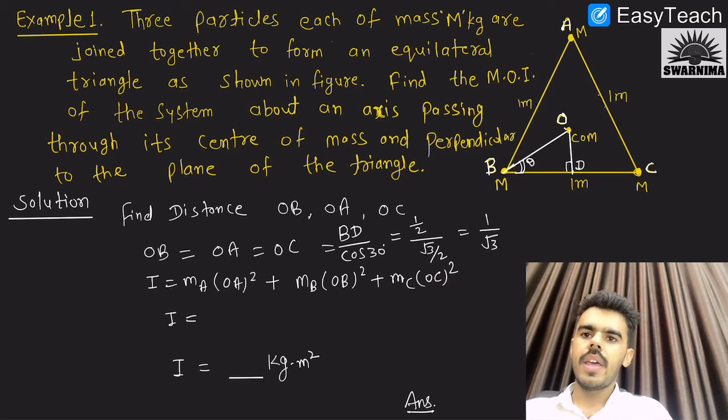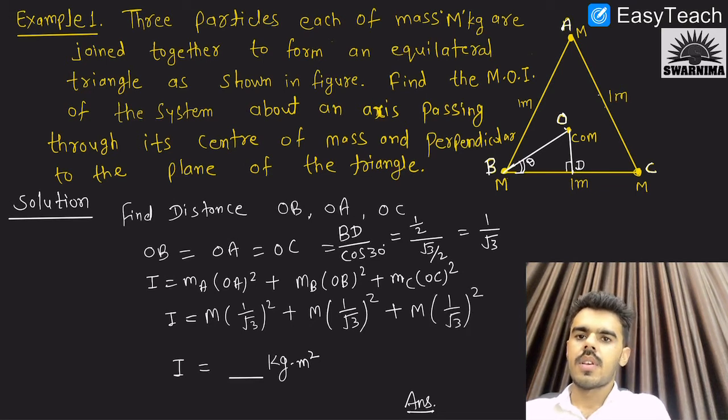So we know m_A is equal to capital M and OA is equal to 1 by root 3 whole square, plus m_B is equal to M and OB is equal to 1 by root 3 whole square, plus m_C is equal to M and OC is equal to 1 by root 3 square. So this 1 by 3 plus 1 by 3 plus 1 by 3 becomes 1. So the answer is M kilogram meter square.